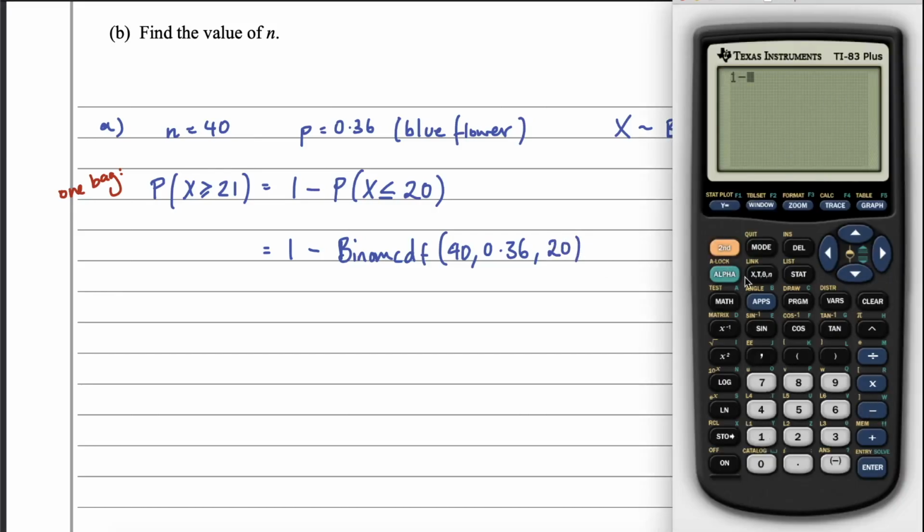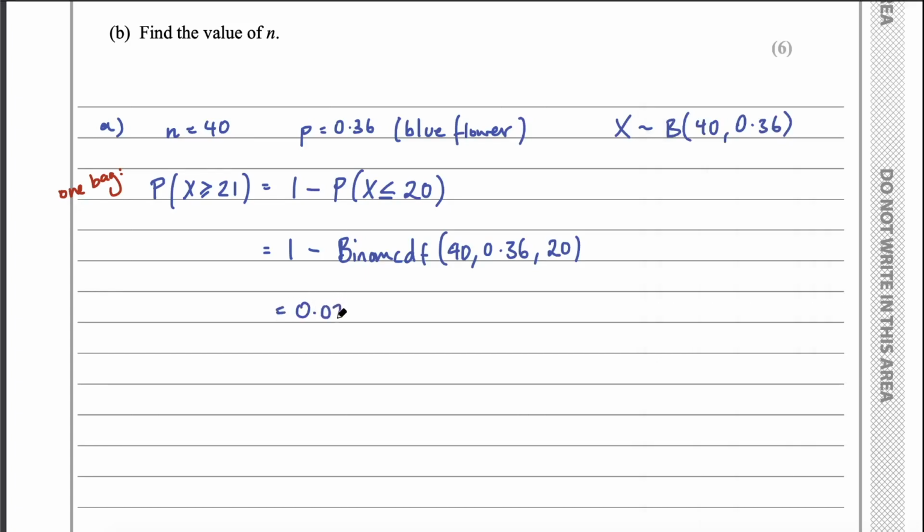Okay, so go ahead and pull my calculator up. We'll do 1 take, go into your distribution menu, find that on your calculator, which is above the vase key on mine. Go down in the menu to binomial CDF and input the information we have. Okay, if everything's correct, we should get 0.024, etc. So the probability for one bag of getting more blue flowers is 0.024.